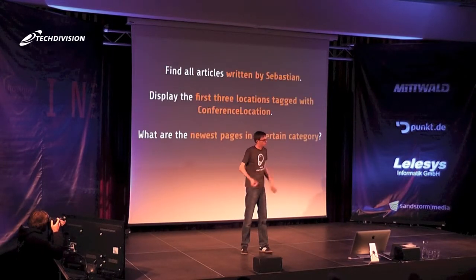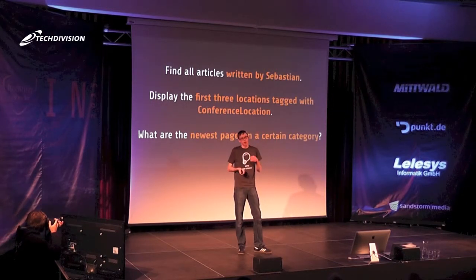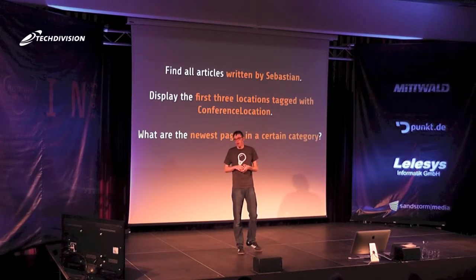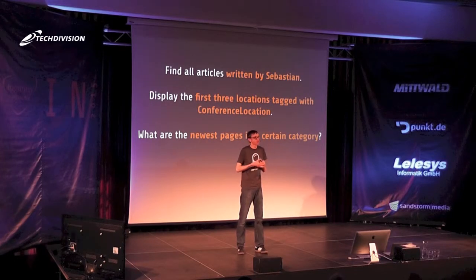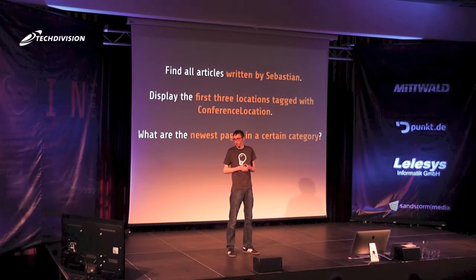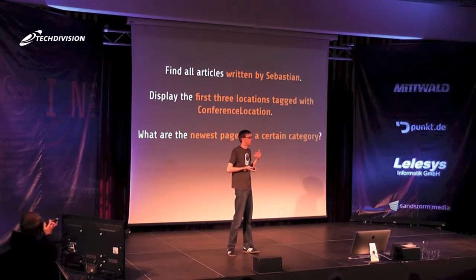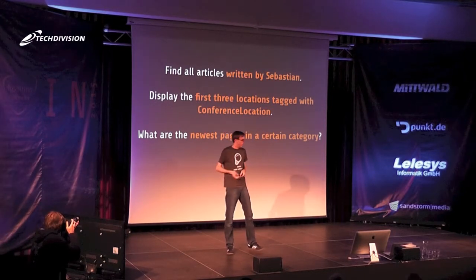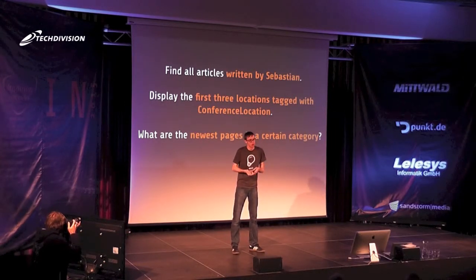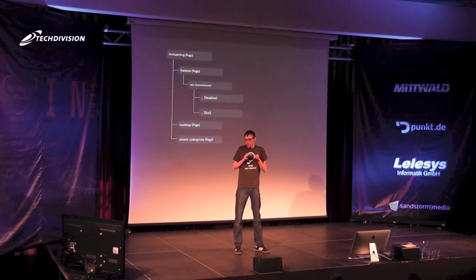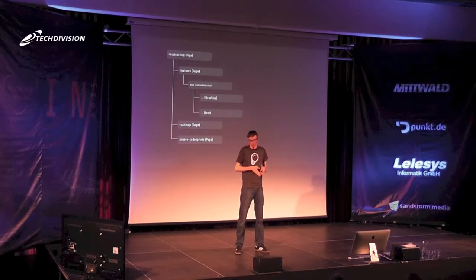But it turns out that this is only half of the story, actually, because at some points you also have other use cases. For instance, you want to know all articles written by me, for example, or by anybody else of the core team. Or you would like to display the first 3 locations tagged with a certain tag, for instance, with conference location. Or you would like to see the newest pages in a certain category. And it turns out that if you try that with the content repository at the current point in time, that's actually not that easy, because the tree as a representation is not what we want at that point.